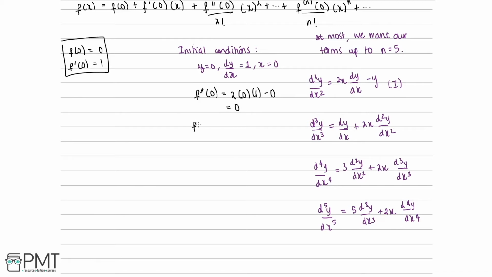Similarly, we can do the same thing for the next three differential equations. So the third derivative of f will just be, well, dy by dx will be 1, plus 2 multiplied by x, which will just be 0, multiplied by the second derivative of y, well, this is 0, so 2 times 0 will just be 0.